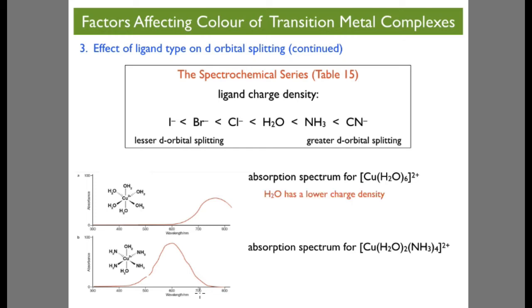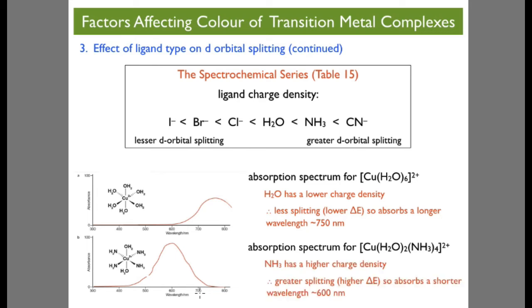Water has a lower charge density, therefore less splitting. It's got a lower delta E, and that means it absorbs a longer wavelength. Ammonia has a higher charge density, so you get greater splitting because of the higher delta E, and it absorbs a shorter wavelength.